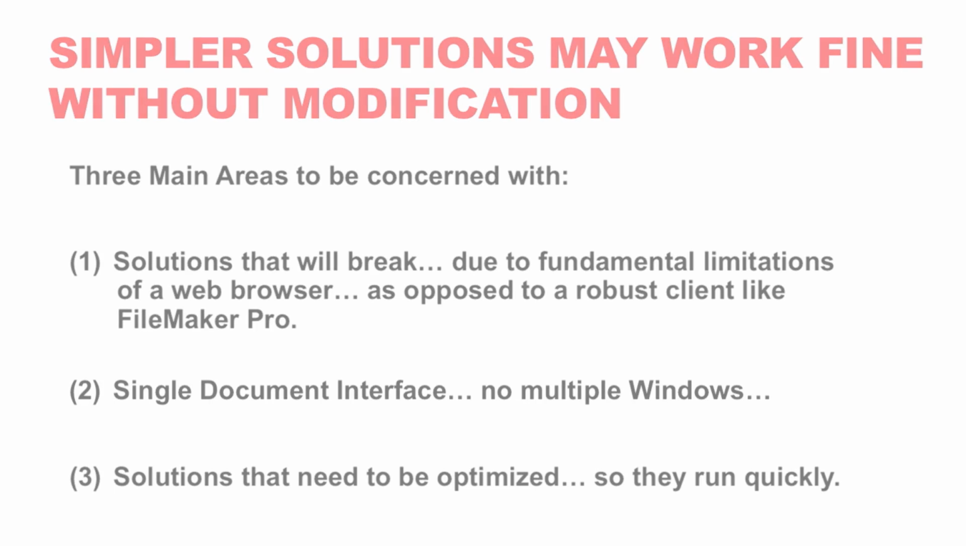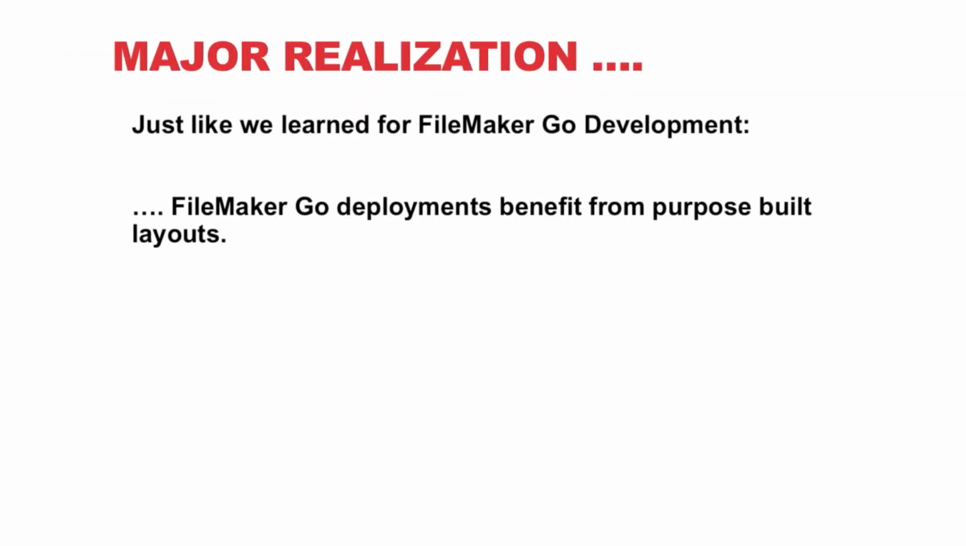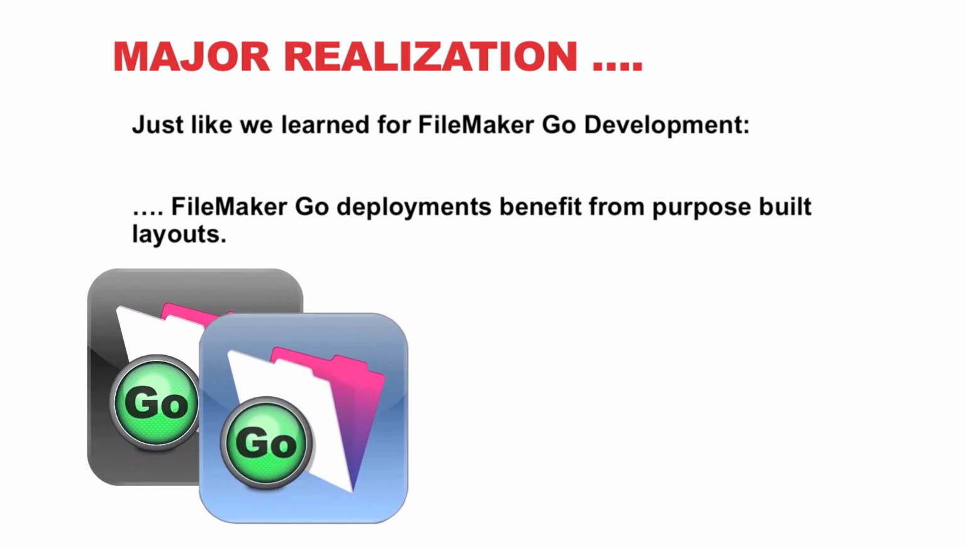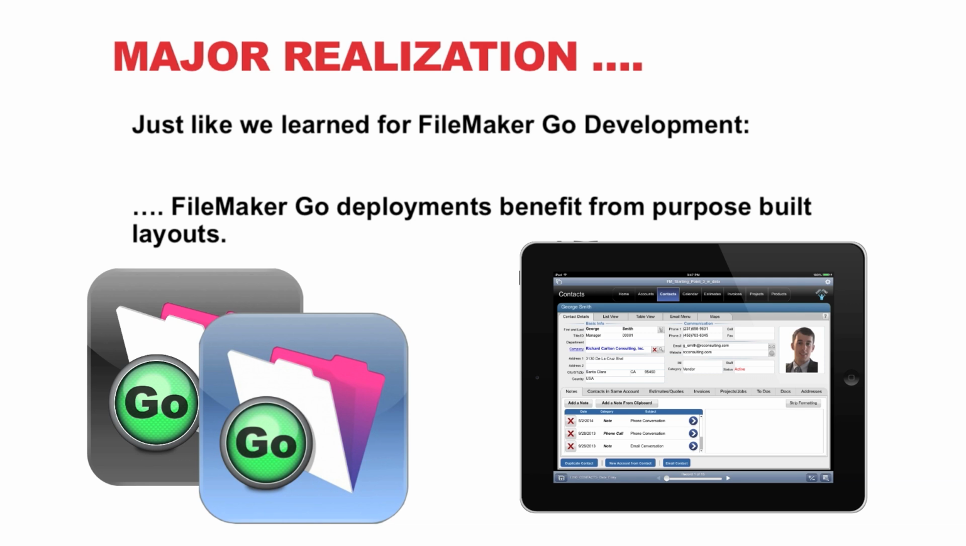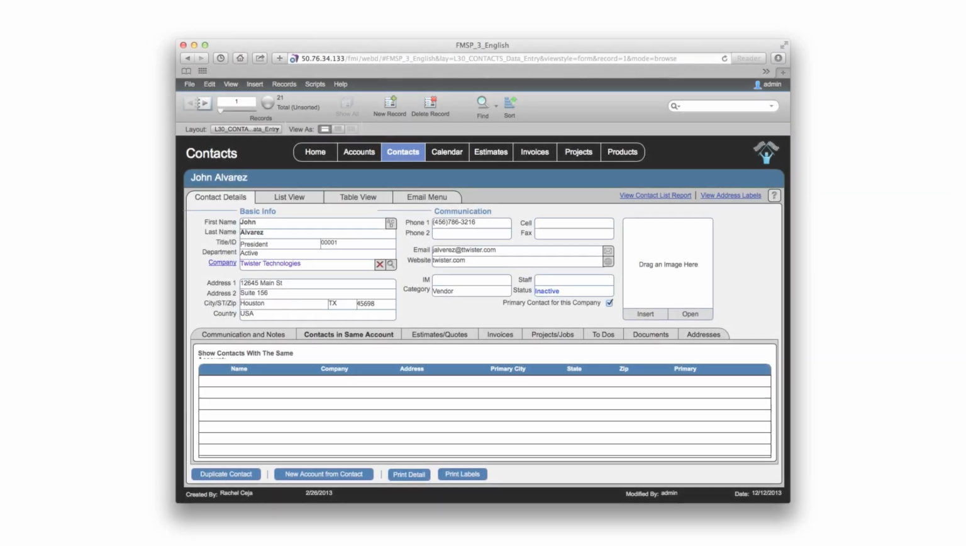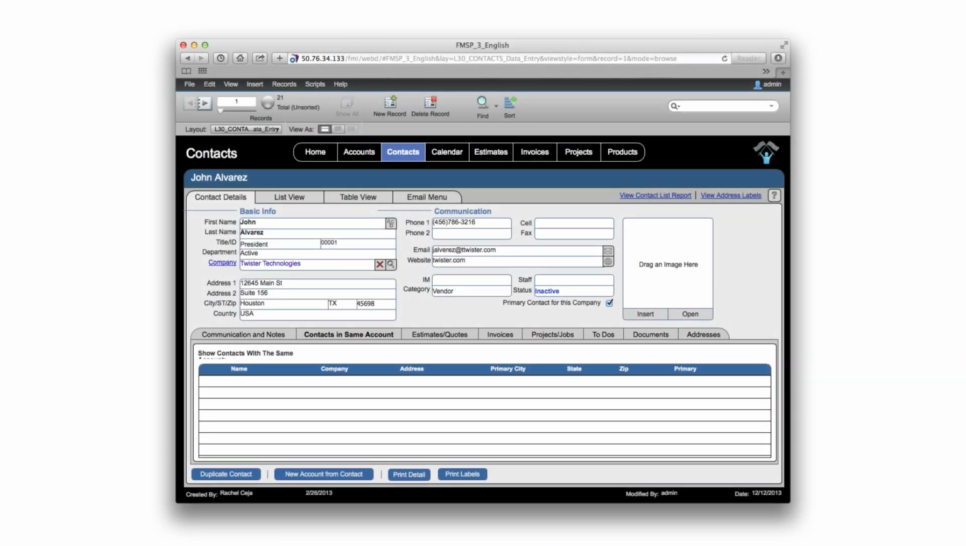So we had a realization while testing WebDirect, and that was back in 2010 we were doing a lot of early testing with FileMaker Go, and we had a similar sort of thought back then, and that is that FileMaker Go greatly benefits from purpose-built layouts. And those are layouts that are specifically created and tuned for use on the iPad or iPhone. Well, WebDirect benefits the same way from layouts that are specifically developed and tuned for it.